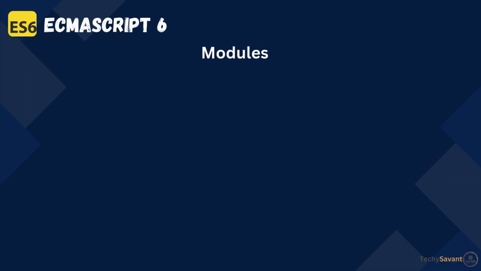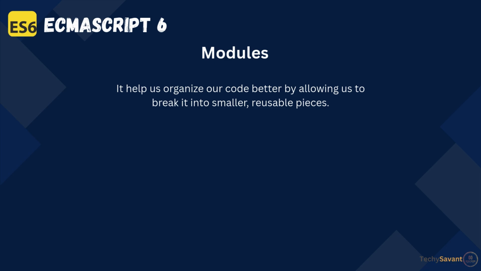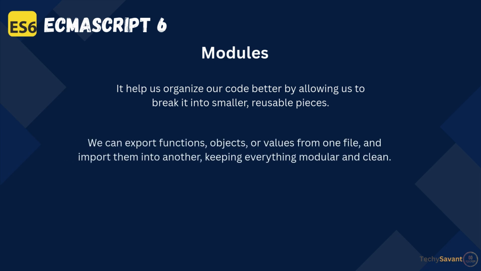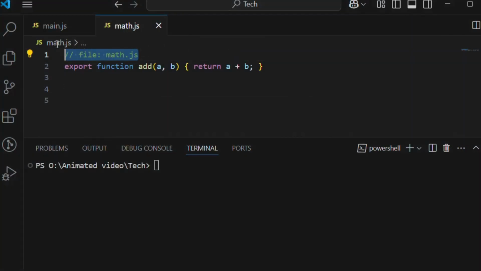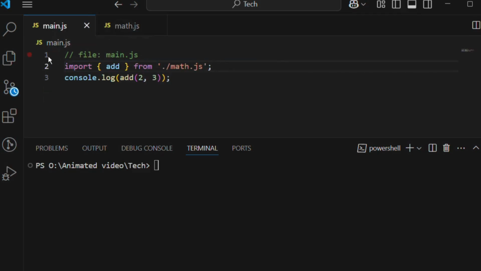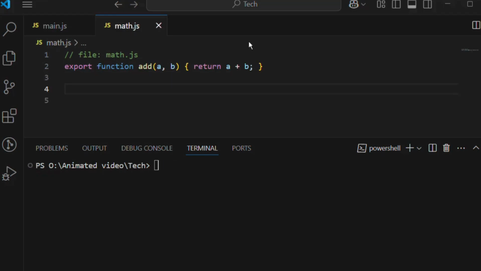ES6 also introduced modules, which help us organize our code better by allowing us to break it into smaller, reusable pieces. With modules, you can export functions, objects, or values from one file and import them into another, keeping everything modular and clean. Let's say we created a file named math.js, where we defined an add function and exported it. Now, to use that add function in the main.js file, we import it like this, and then you can use it just like any other ordinary function.